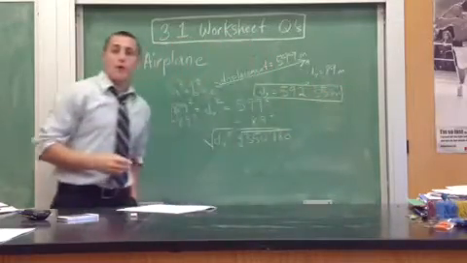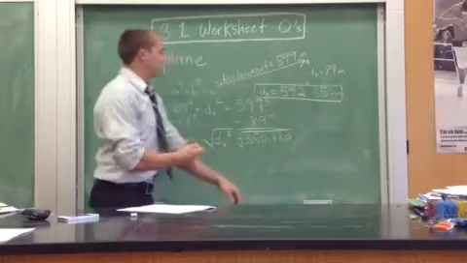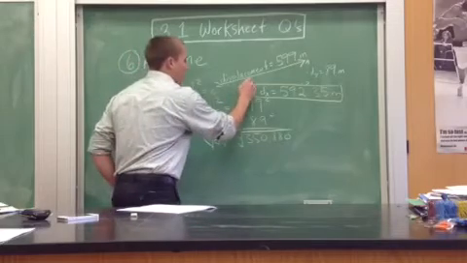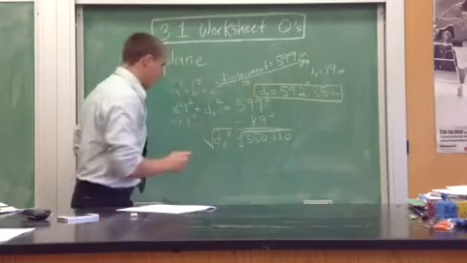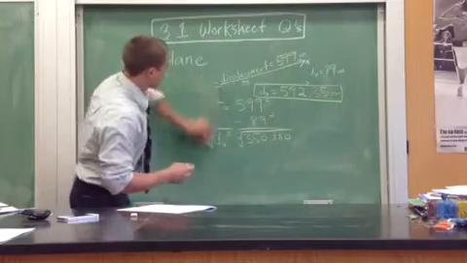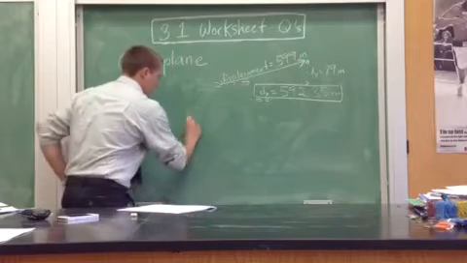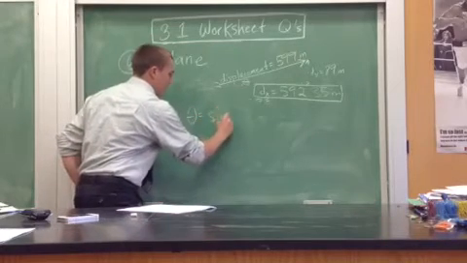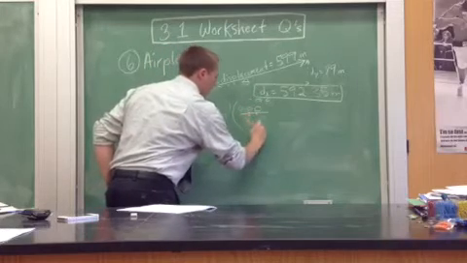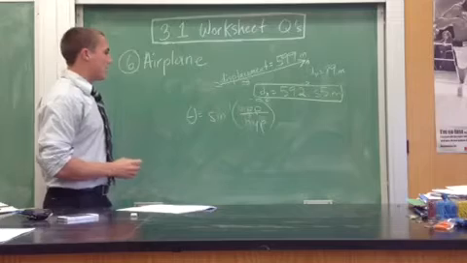The second part of the problem asks the direction. So we know all sides of the triangle. I'm going to use the inverse sine function, and we're solving for this angle right here. So let's make some room. Theta equals sine inverse, and that's opposite over hypotenuse. Remember, SOH.